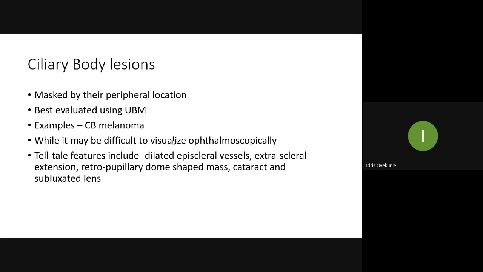It is difficult to visualize this clinically, but there are telltale features that would point to the patient having a ciliary body melanoma. These include dilated scleral vessels. We also see extrascleral extension. There may be a retrolental dome-shaped mass that is pushing the lens-iris diaphragm forward. You may see subluxation of the lens, even a cataract being present.